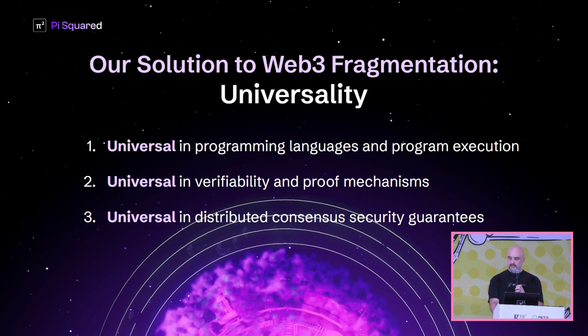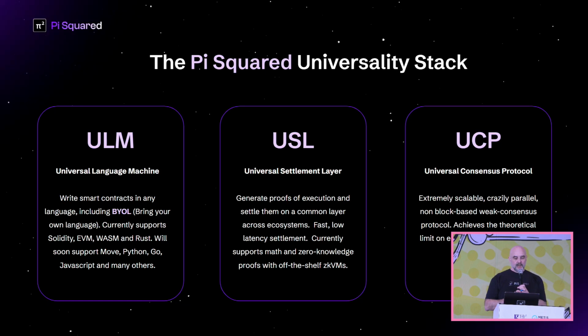Also, universality with respect to distributed consensus protocols that assure security. We should be able to achieve consensus at the speed of light for applications that operate that way. How precisely do we do that?